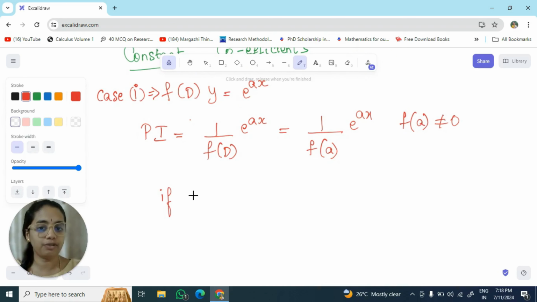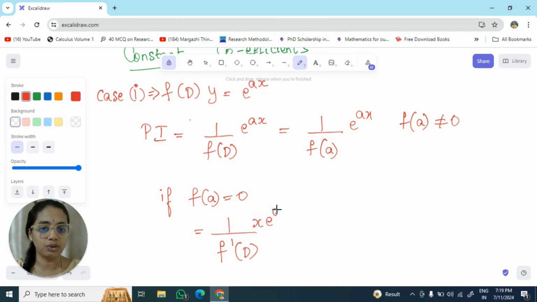If f of a is 0, we take this part of the equation and differentiate the denominator. We differentiate f of D, we get f dash of D, and multiply x to the numerator, e power ax remains as it is. After multiplication and differentiation, again replace D with a in the denominator. Again, f dash of a should not be equal to 0.